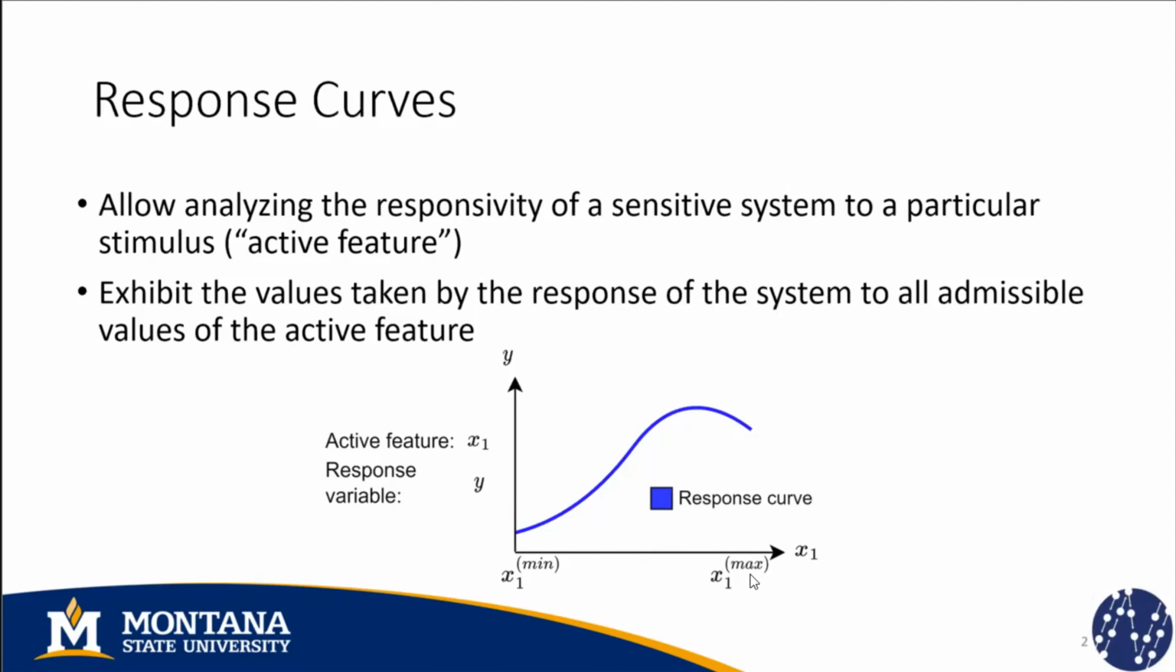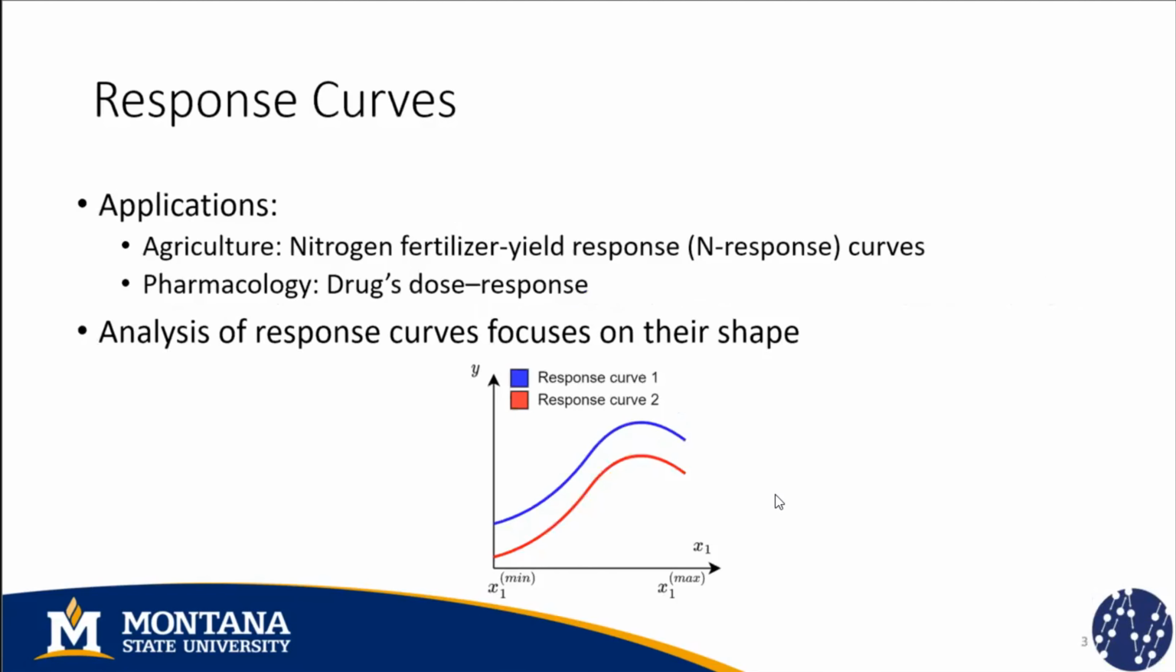Response curves are very important in some applications, such as in agriculture, where farmers are interested in the generation of N response curves, where N is the active feature and it represents the nitrogen fertilizer rate applied. In pharmacology, it's common to generate drugs dose response curves because they reflect the strength of a drug.